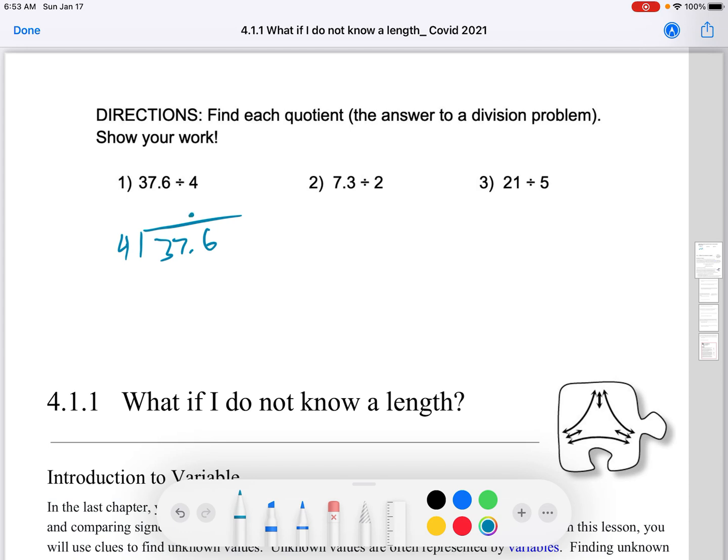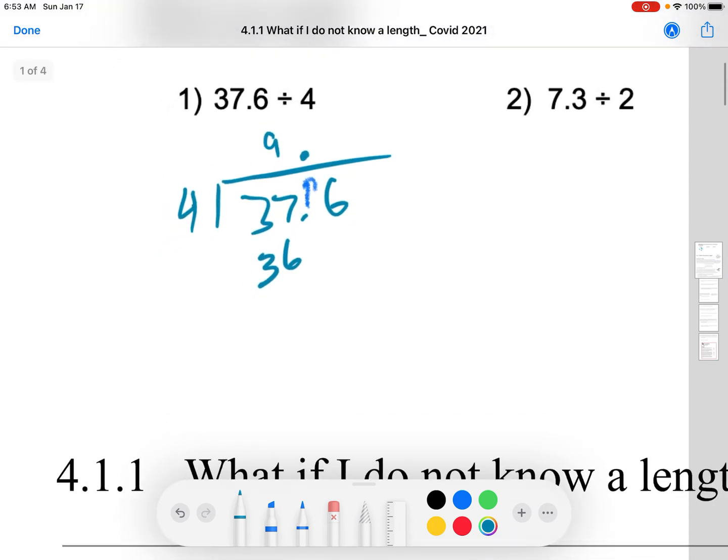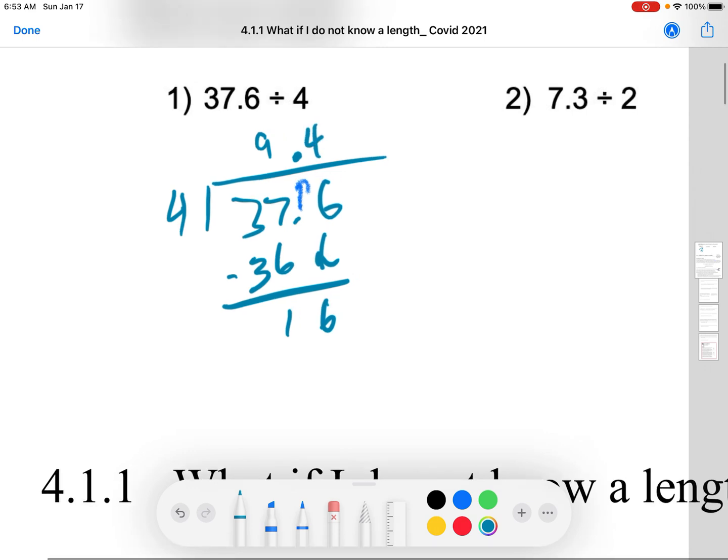Alright, so when we are doing a division one, and I have a whole number on the outside to the left, I can just move that decimal place up here to do my division. Then everything else is just dividing as normal. So how many 4s go into 37? 9. And we are subtracting here. 7 minus 6 is 1. We drop that 6 down right here. How many 4s go into 16? 4. 4 times 4 is 16, and that's 0, so we're happy there. So 37.6, 37 and 6/10 divided by 4 is equal to 9 and 4/10.